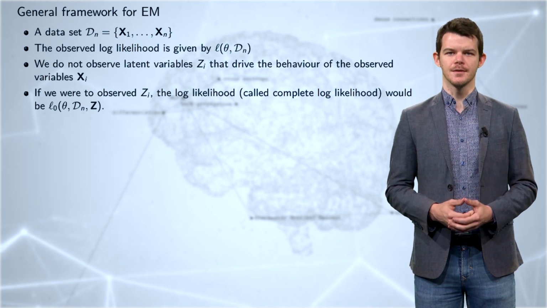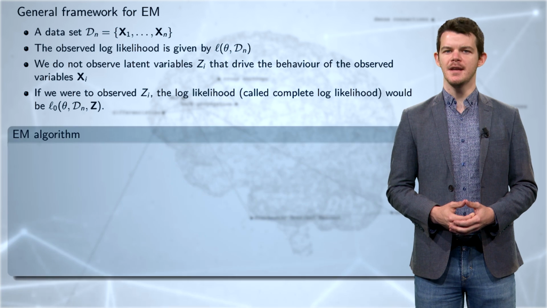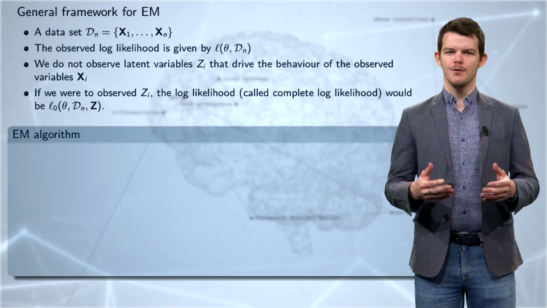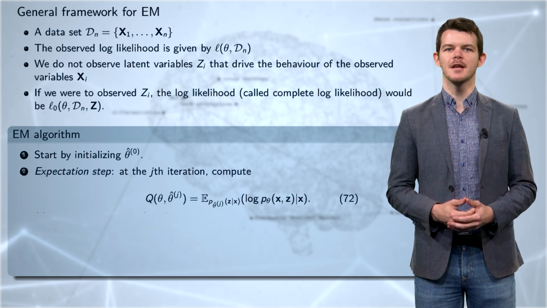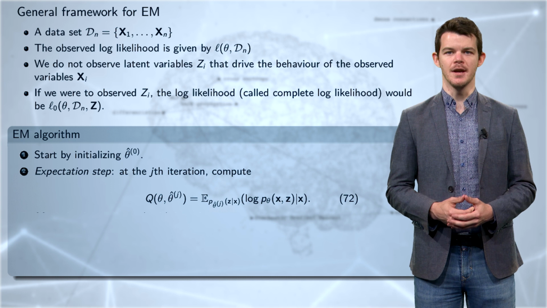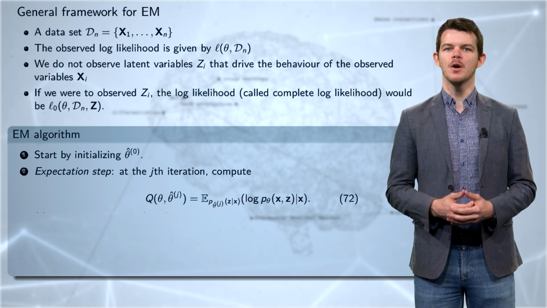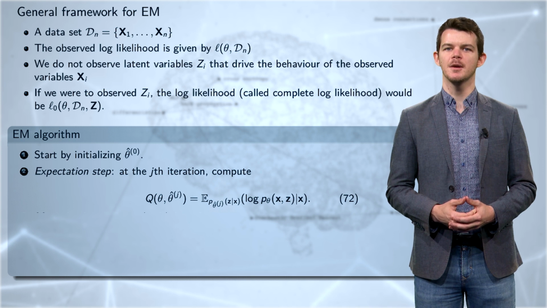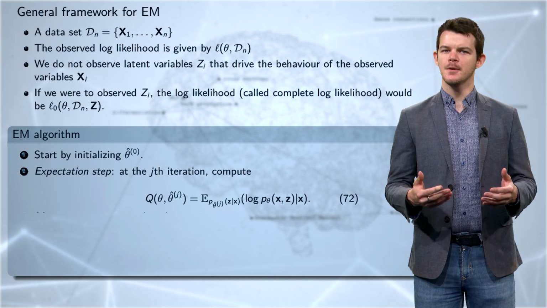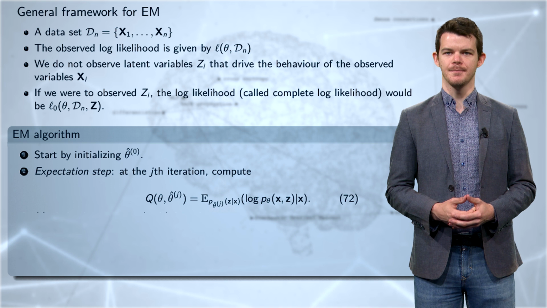With these notations, we can write the steps of the EM algorithm. First, you initialize the parameter theta hat 0. Then, the expectation step at the jth iteration consists in computing the function Q of theta and theta hat j, which is the expectation of the complete log likelihood with respect to the distribution of the latent variable z given x and the current parameter theta hat j.